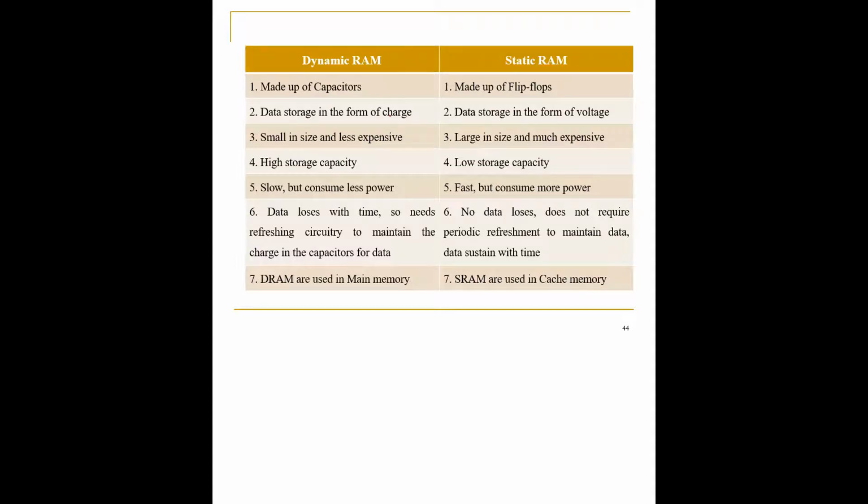Data storage is in the form of charge. Data storage is in the form of voltage. This is smaller in size and less expensive. This is larger in size and much more expensive. Storage capacity is high. Storage capacity is low. Slow, but consumes less power. Fast, but consumes more power. Data loses with time. There are no data losses. DRAM is used in the main memory. SRAM is used in the cache memory because this is faster, or SRAM is used in the memory which is closest to the processor.